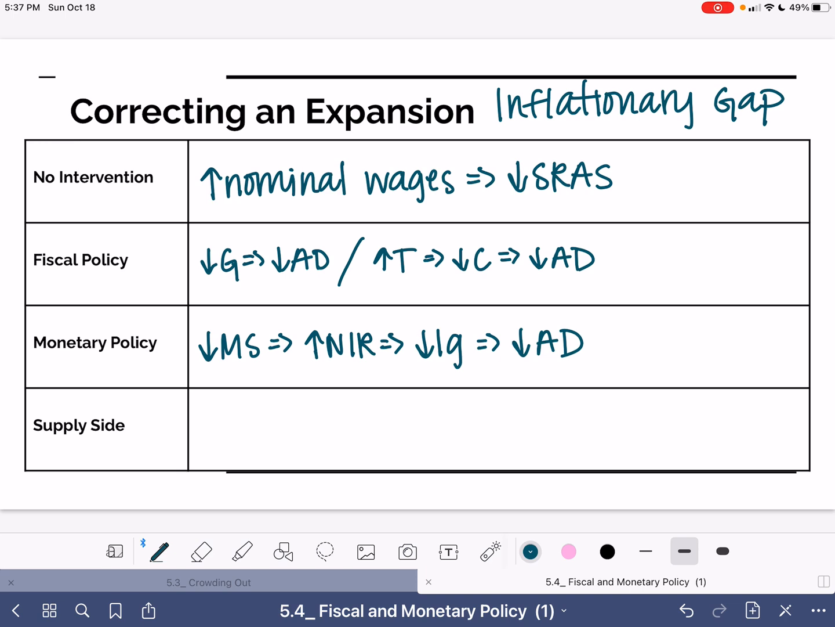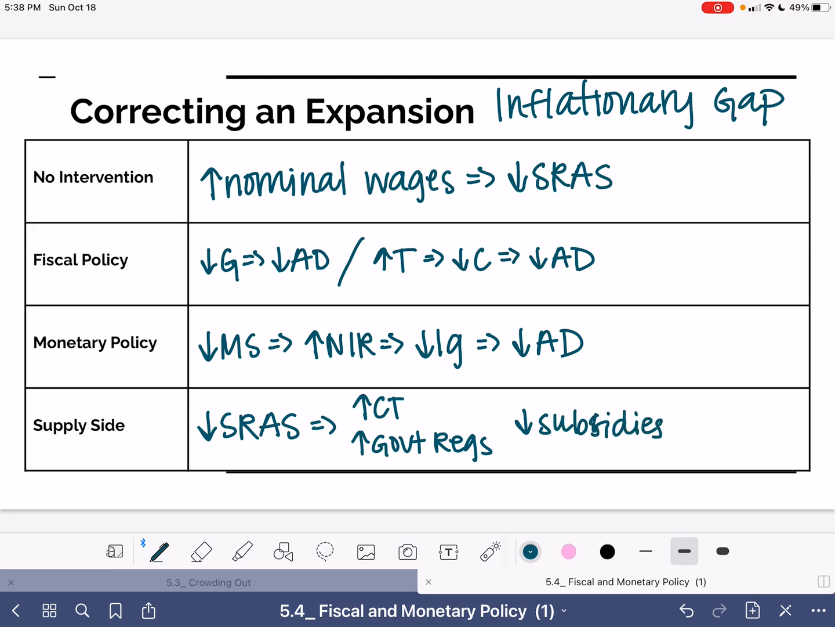And now for supply side economics, that's forcing production to change to correct this gap, and we want to decrease production. So to do that, we're going to increase our corporate taxes. We're going to increase government regulations. And we're going to decrease subsidies. And that is how we would correct an inflationary gap.